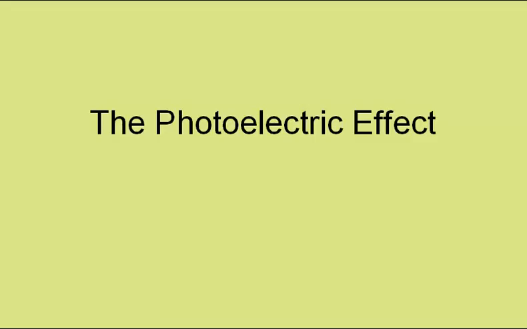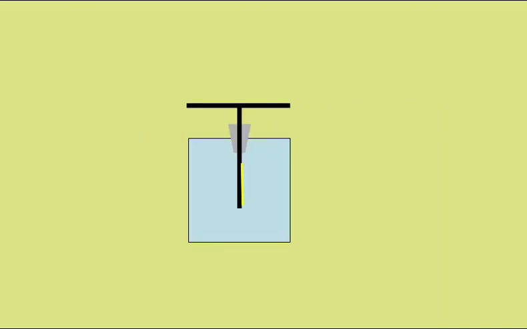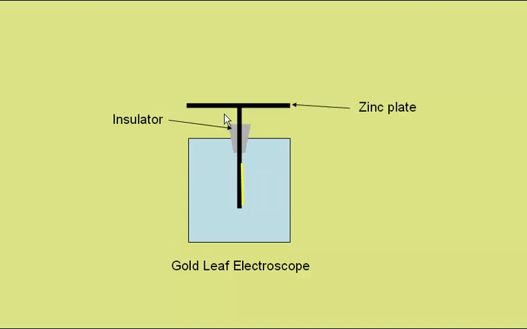The photoelectric effect. This is a diagram of a gold leaf electroscope. It has an insulator which insulates this zinc plate, which is connected to this metal rod down here. Here we have a piece of gold leaf.